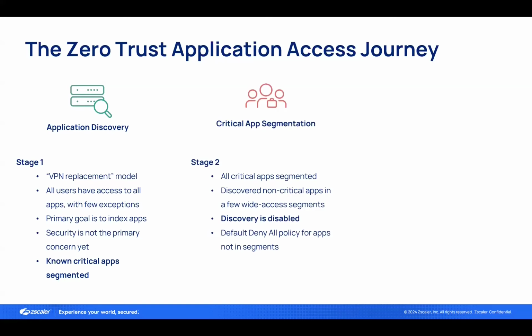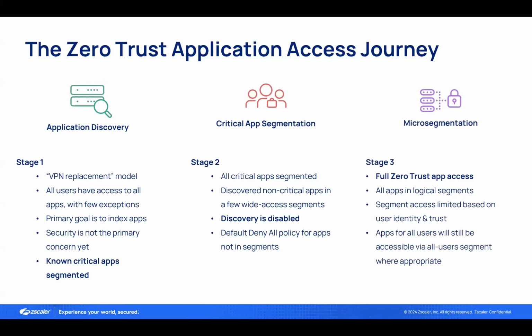The second stage is the full critical application segmentation stage. At this stage, all critical applications are known or discovered and have been segmented. Non-critical applications that have been discovered have been placed in a few wide access segments. Discovery segments are disabled, and the default deny all policy is in place for applications that have not explicitly been placed in segments.